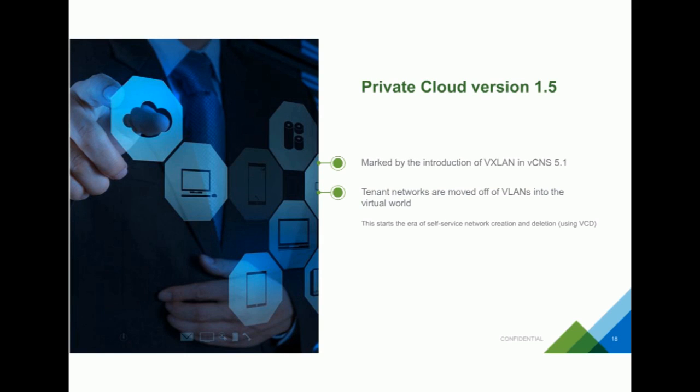The first real manifestation of this was what we're calling private cloud version 1.5. These versions are really just used for tracking purposes in this presentation. They're not a formal thing that we refer to this as internally. The next iteration of our private cloud was marked by the introduction of VXLAN in VCNS 5.1. At this point, all of those tenant networks, we could move off of VLAN-based networks and into the virtual world.